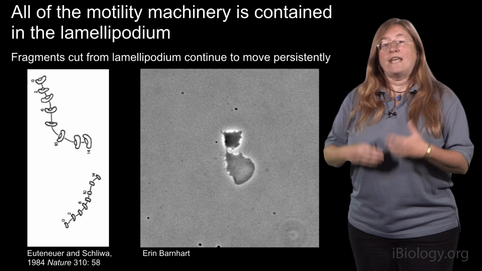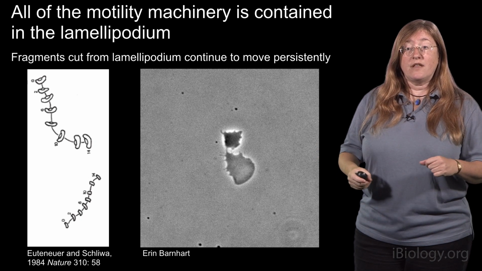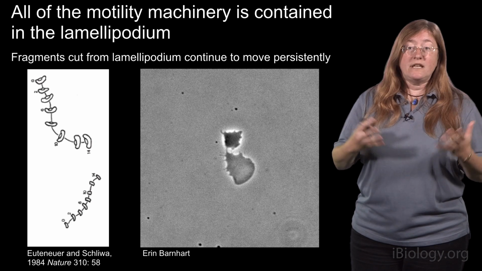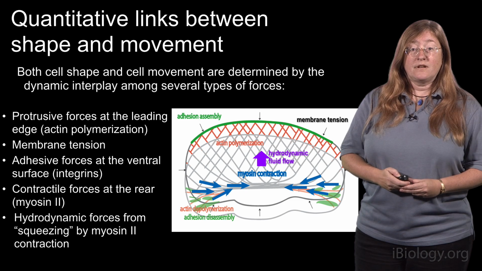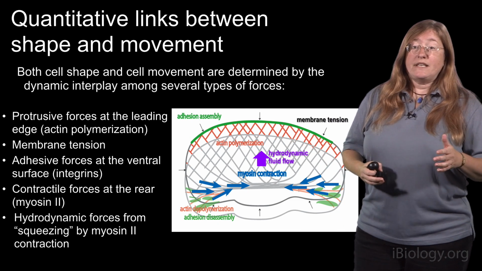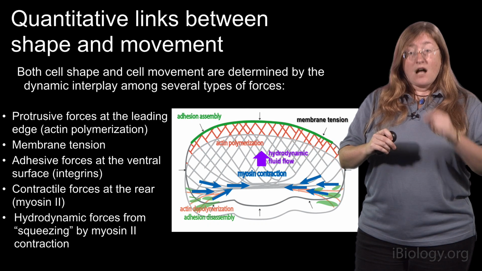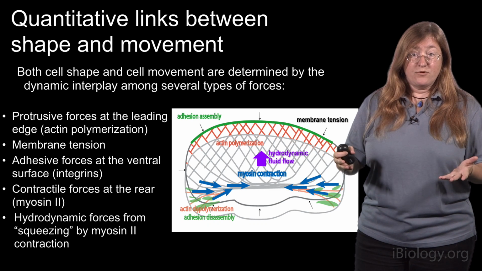So with this system, we have favorable geometry. It's very, very simple, very reproducible from one cell to another. And we also have a fairly simple self-contained system where we know that it's only the components of the lamellipodium that are necessary for persistent motility. So from analyzing the behavior of these cells over many years, my group has been able to identify and specifically measure the contributions of all of the different force-generating elements that help the cell to move.